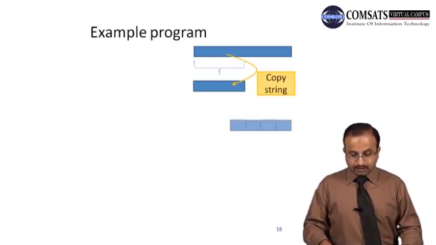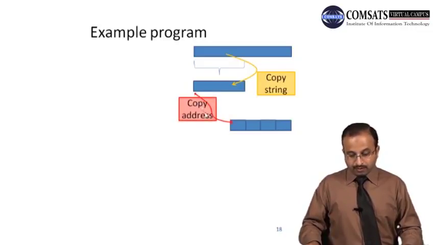And then you have an array of pointers to string, and you assign this memory address, you copy this memory address to the 0th index element.